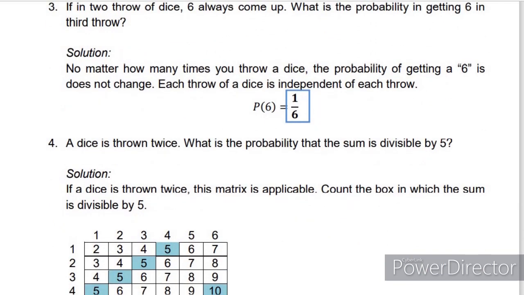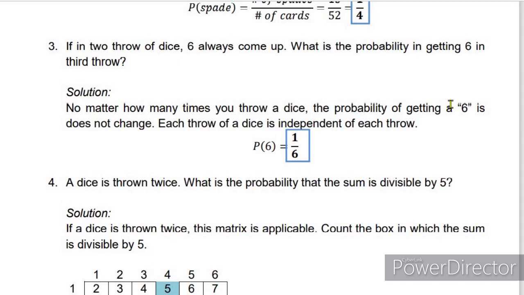Next, number 3. If in 2 throws of a dice, 6 always comes up, what's the probability of getting 6 in the third throw? We throw the dice twice, and now we are going to get the probability for the third throw. Solution: no matter how many times you throw a dice, the probability of getting 6 does not change. It is always 1/6. Each throw of a dice is independent of each other throw. So the probability is 1/6.